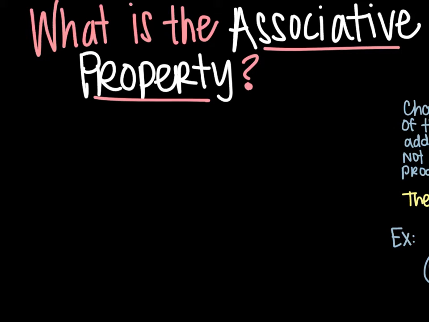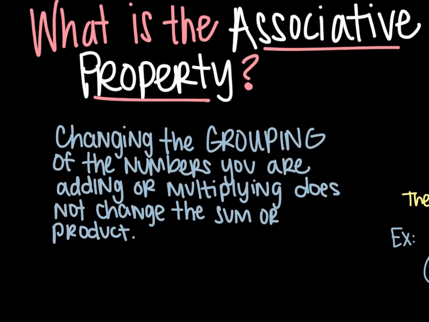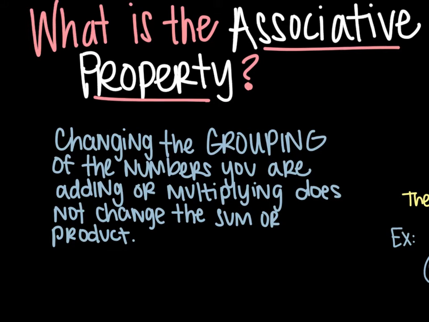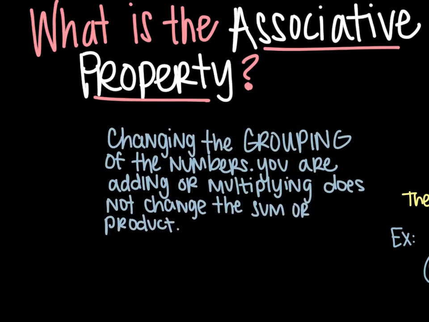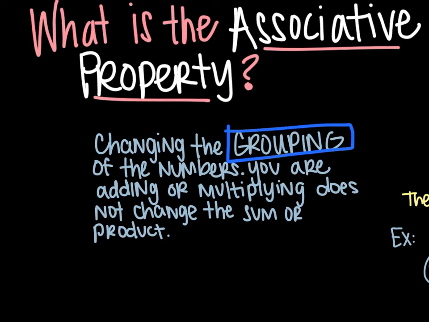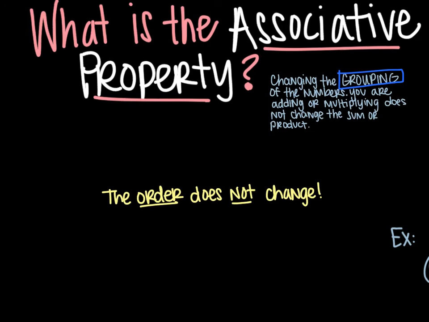What is the associative property? This one is the word associative. I like to think of who do you associate with at school? Who are your friends? The definition here is changing the grouping of the numbers. And then you are adding or multiplying does not change the sum or the product. Again, just with multiplying and adding, division and subtraction don't work, but you're changing the grouping. That's the important word there, grouping. Who are your groups of friends? Who do you associate with? That would be helpful, hopefully, to remind you.